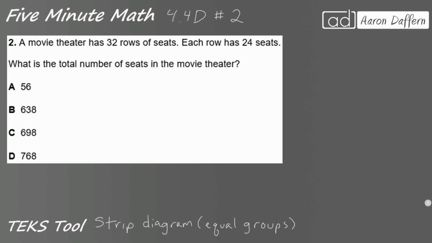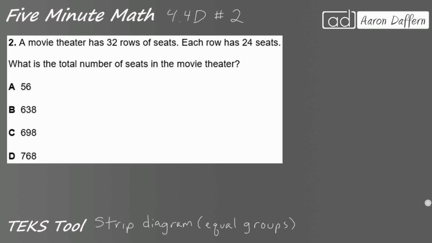So we have a movie theater. It's got 32 rows of seats. Each row's got 24 seats. We're looking for the total number of seats in the movie theater. That's quite a big movie theater because that's a lot of rows of seats. So when we're looking at a problem like this, we think we might need to either multiply or divide.